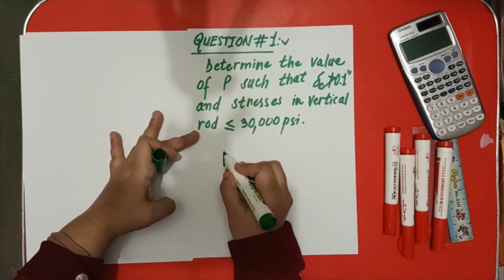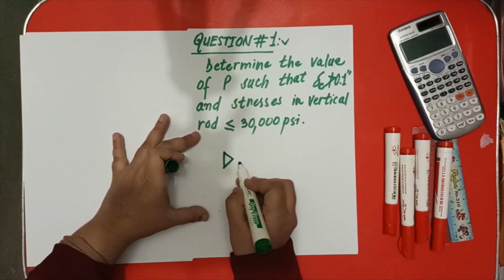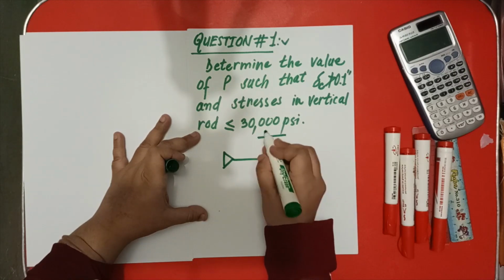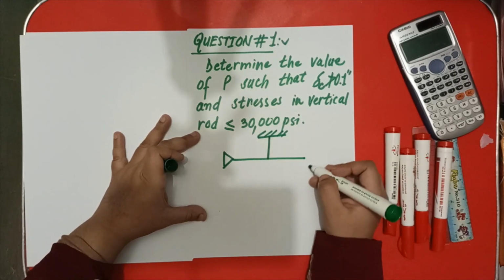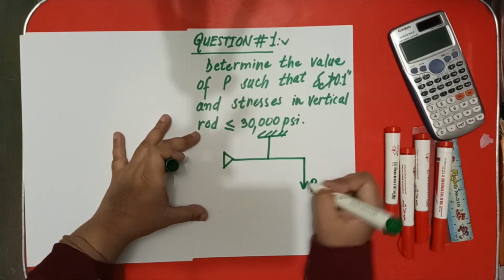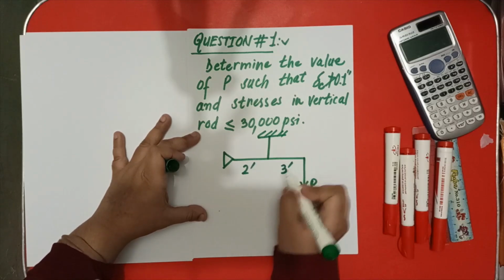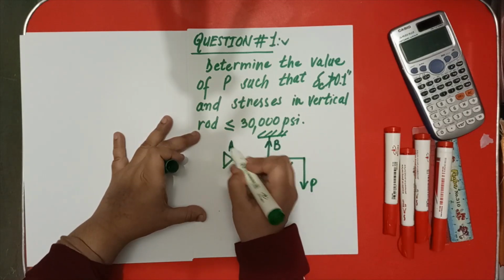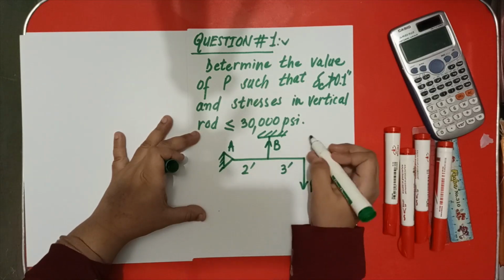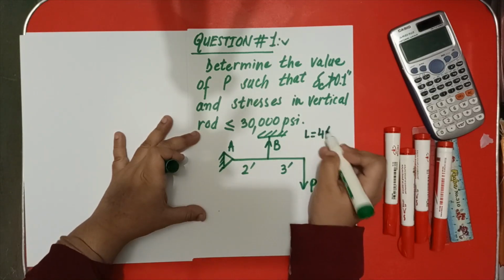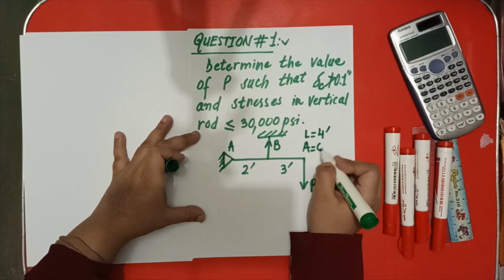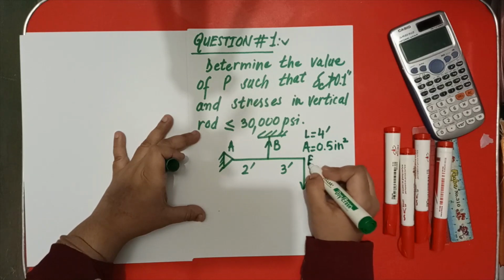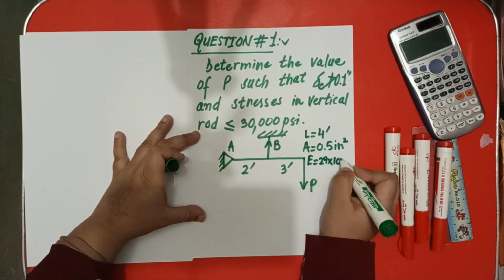So what we have to do here, there is a question as well. It means that there is a diagram. So how can I show you here? This is the diagram, and this one is like this. Then there is P. This is 2 feet, 3 feet. It is also given. This one is B. This is A. And L equals 4 feet, A equals 0.5 inches square, and then E equals 29 into 10 to the power 6 psi.